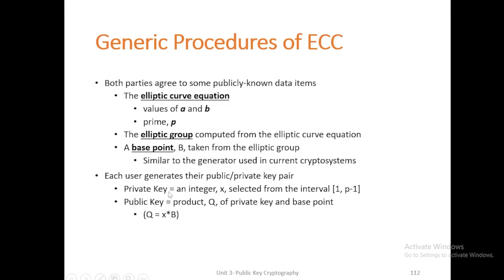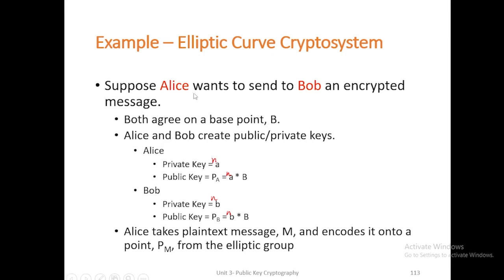So let us take a private key k, which is an integer. The integer value should be from 1 to P minus 1. So if you take a prime number P in a group denotation, the private key value is from 1 to P minus 1. After selecting the private key, we may do the public key calculation. The public key is equal to the private key value times the base point. So here B is the base point value, taken from E_p(a, b). So this is the general calculation.